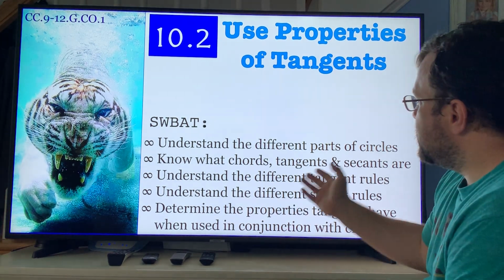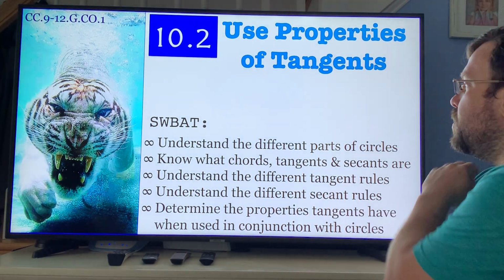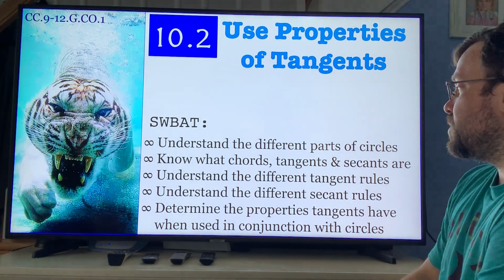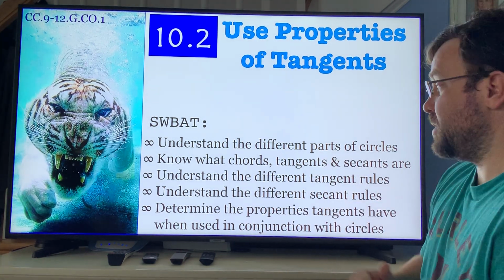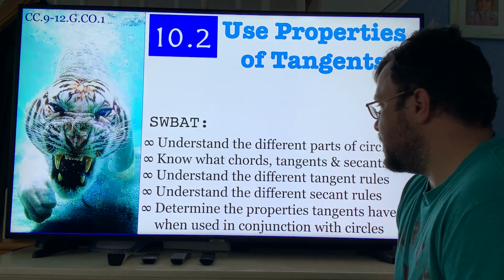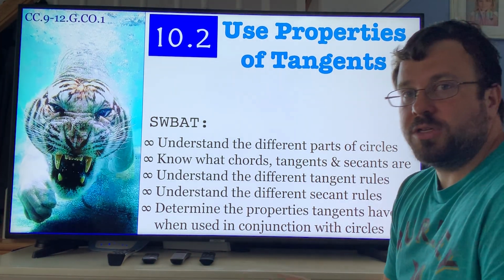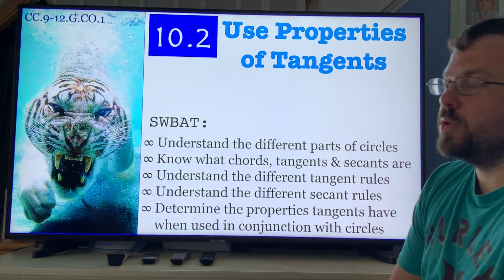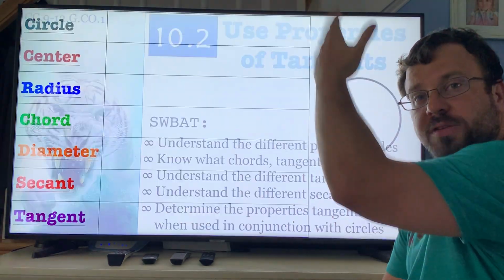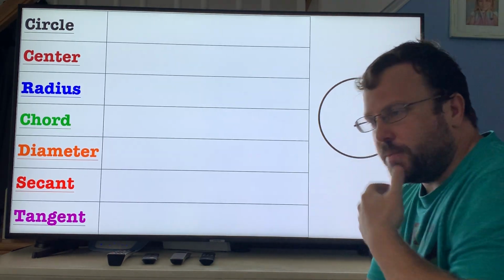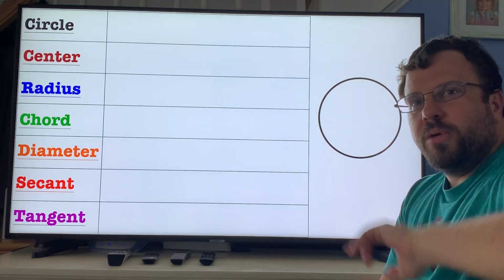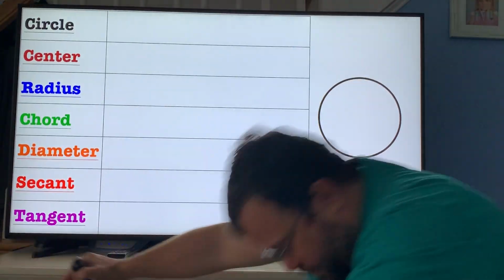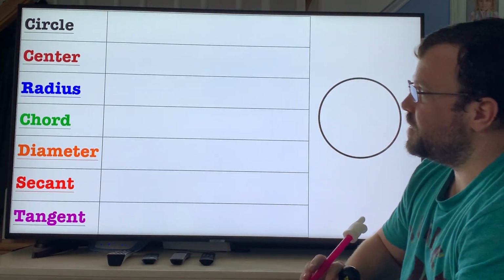So the goal of today is to understand the different parts of circles, know what chords, tangents, and secants actually are, understand the difference of tangent rules, understand the different secant rules they have, and determine what properties tangents have when used in conjunction with circles. After today you'll be able to understand all these facts and a couple more. Once again, as I said before, when I point to you guys, try to tell me what you think the definition is, and then I'll tell you.